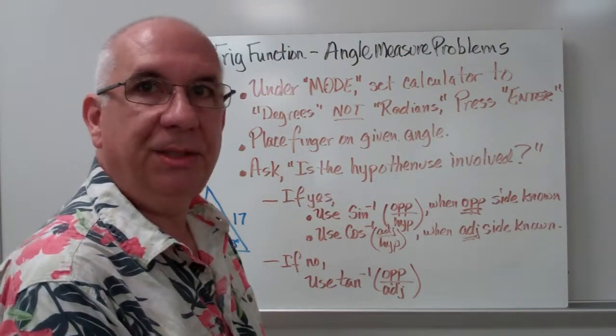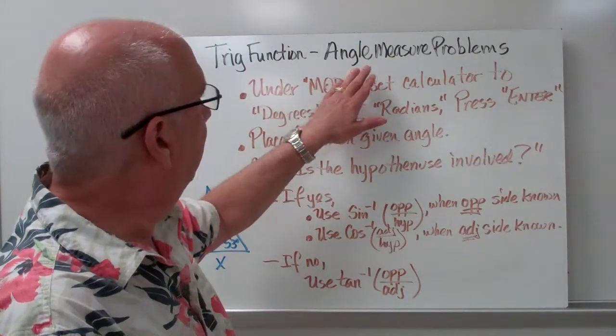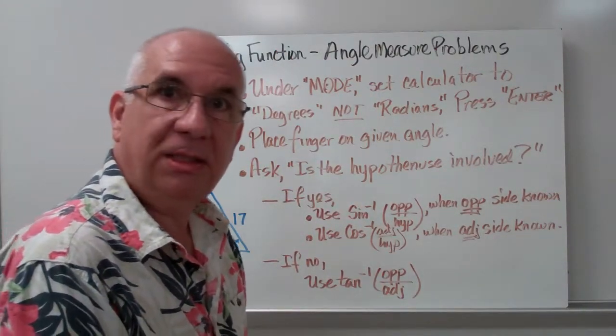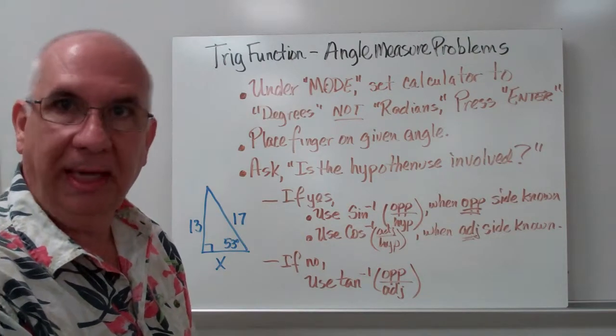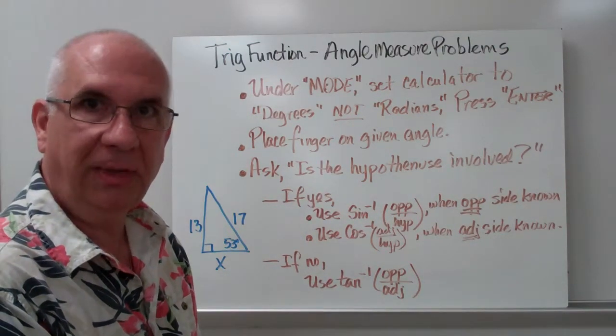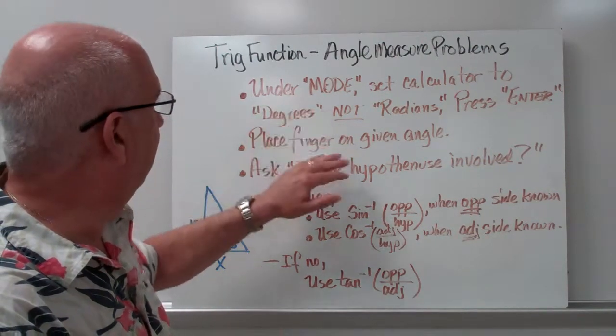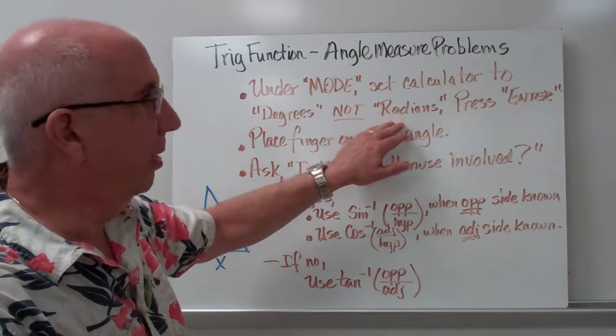Welcome. Today's lesson is about using trig functions to solve angle measure problems. The steps are exactly like they were on the last lesson for finding the side length measures. First, make certain that under mode on the calculator that degrees is selected, not radians.